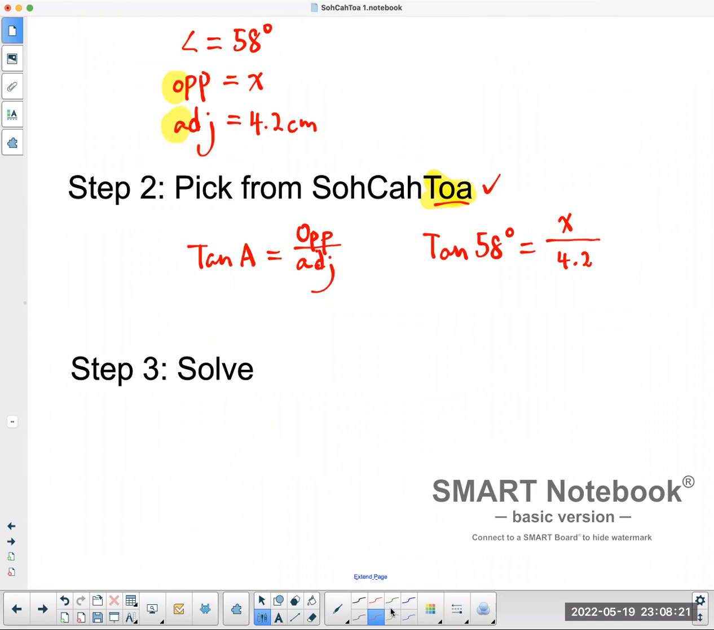Okay. Now we have one last step. We need to solve for the unknown. And sometimes some students find it a little difficult to decide, okay, should I multiply? Should I divide? What do I do?